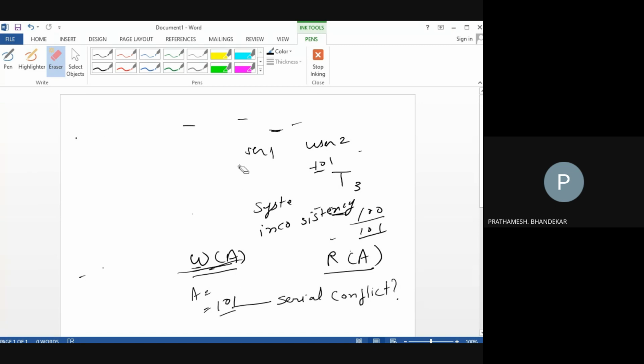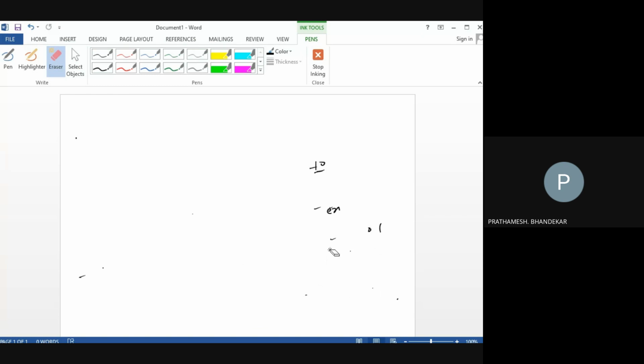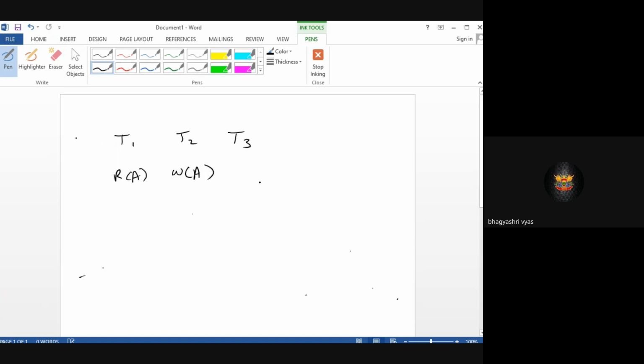Ma'am, I had a little doubt. In T1, A was 100, right? And we wrote it as 101 in T2. So when we read A in T3, what would be the value? Yes, T1, T2, T3. Here we have RA, then WA, and suppose again RA, right? So it is a hypothetical situation right now.